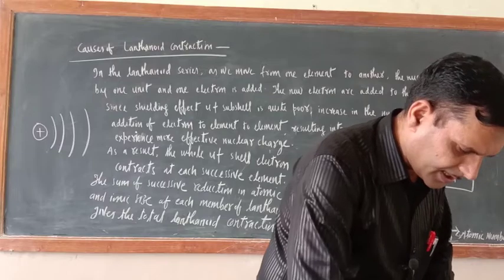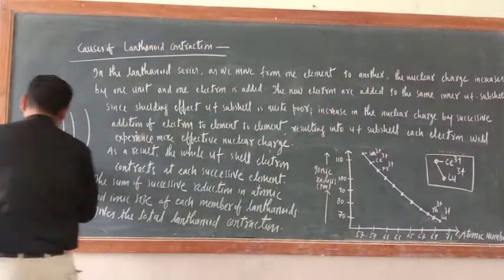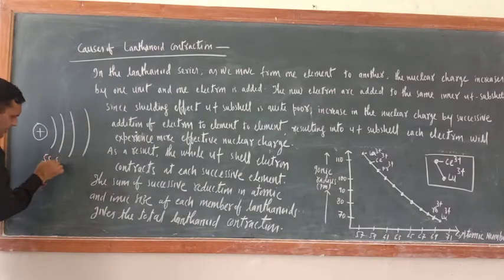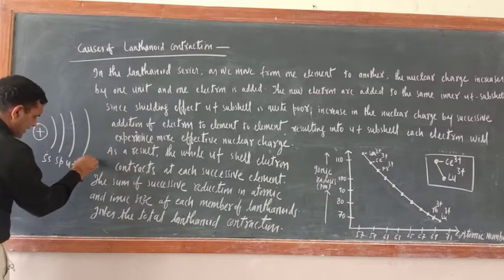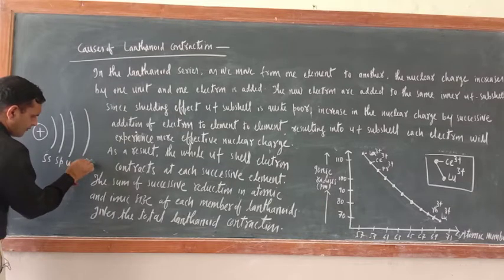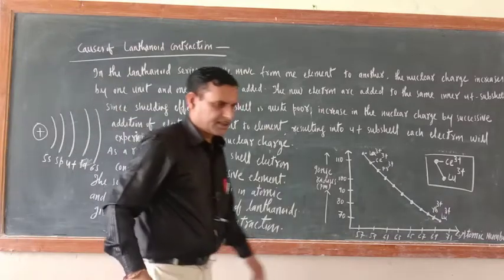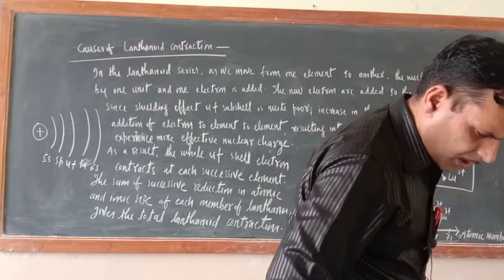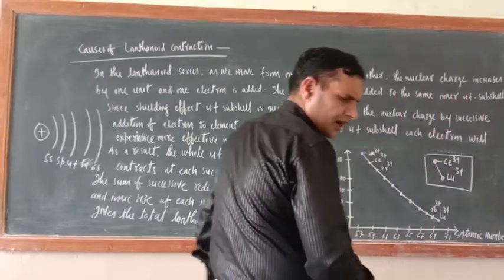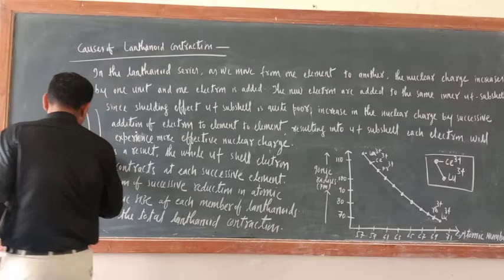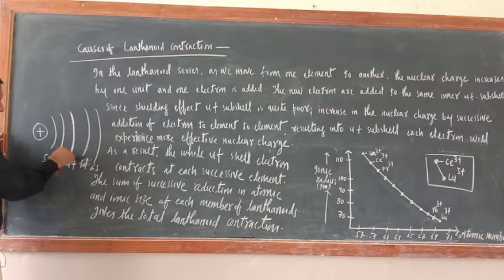Now I made that properly: 5s, here 5s, 5p, then 4f, then 6s, 5d, and here what is there? 6s, correct? Yes, let me check. 1, 2, 3, 4, 5, yes. 4s, 4p, 4f, 5d, yes, this is 5d. Okay, just see, electrons are entering here only.